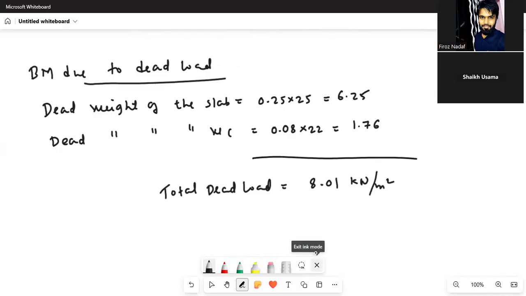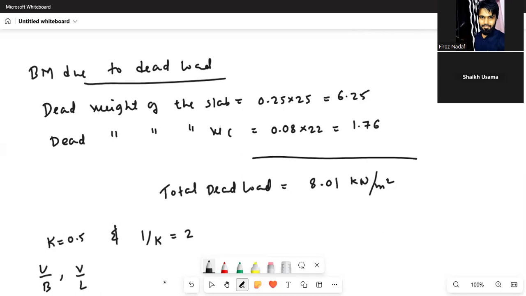Okay. So once you have gotten the total dead load, now you can find the bending moment due to dead load. Again, the K is 0.5. When you are finding the bending moment of dead load, you have to write the value of K and also the value of 1 by K. 1 by K will be 2.